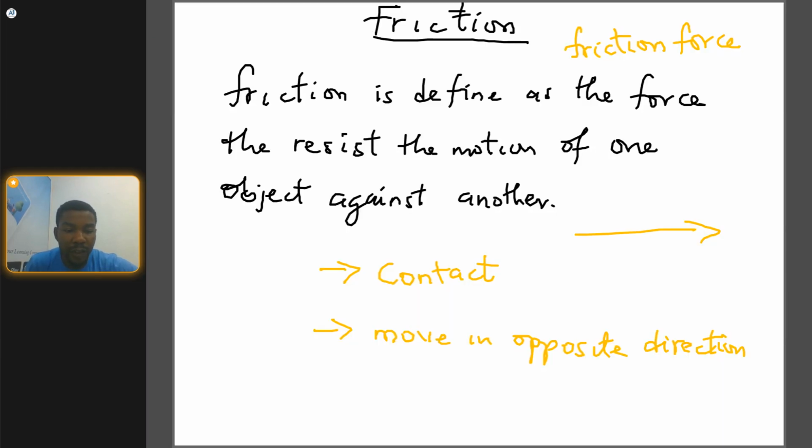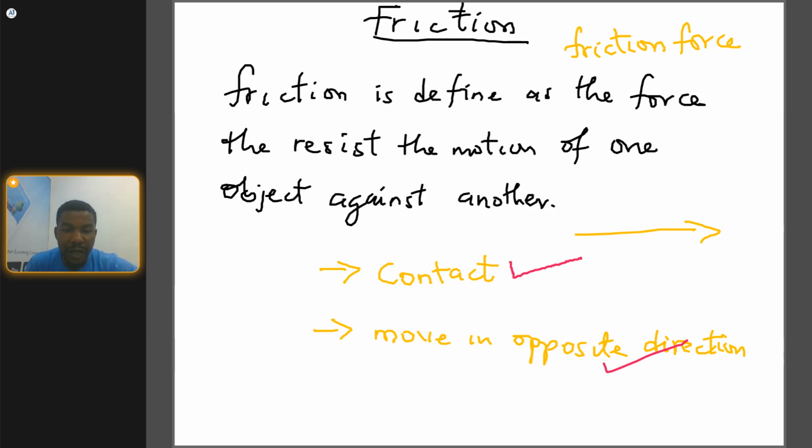Now what you can take note of is that for friction to take place, we must have the bodies in contact, and they also work in opposite directions. So friction is that force that resists the motion of one object against another object.